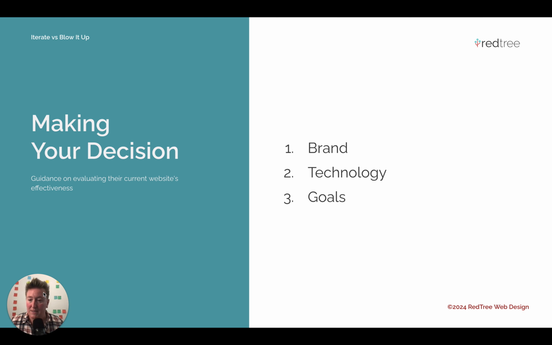The other one is technology. So plain and simply, back to the dresser example, if you're missing a whole side, you're missing a leg, some of the wood is rotting away, then that's a point in time to just sort of demolish and start from scratch. And the last thing is just going to be your overall goals, right? So what are your long-term brand strategy goals? Does your current site help you achieve those goals, or would starting from scratch help you to achieve those goals faster?